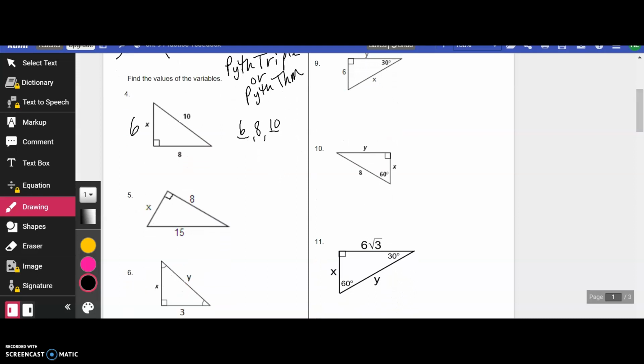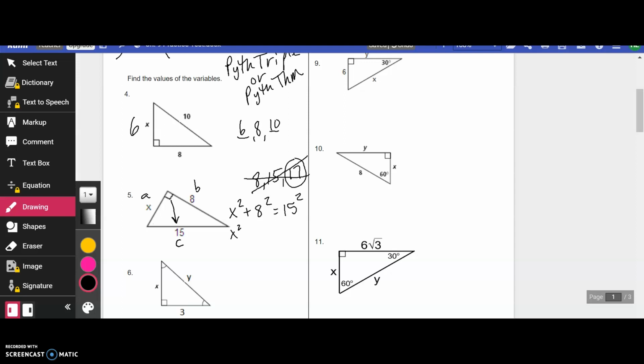All right, so the next one, 8 and 15. So again, I look at my triples. There is a triple that's 8, 15, 17. However, 17 would need to be the hypotenuse, and in this problem, 15 is the hypotenuse. So this triple is not going to work. So this one, we do have to do the Pythagorean theorem. So this will be my C, because that's the hypotenuse. And it doesn't matter, the 8 or the x can be the a or the b. It doesn't matter. So I'm going to do x squared plus 8 squared equals 15 squared.